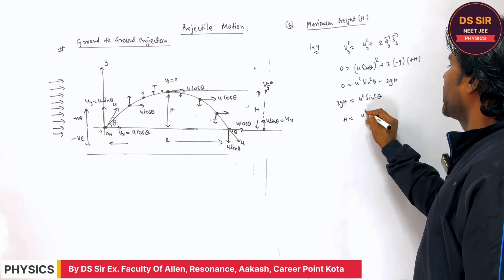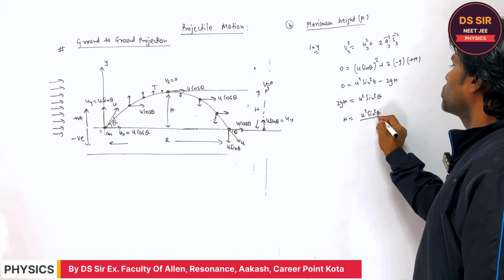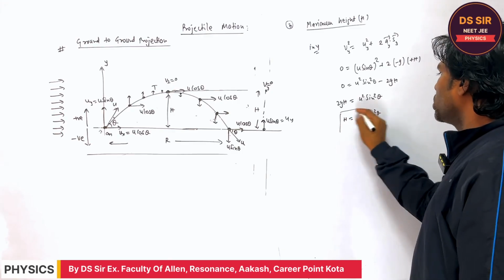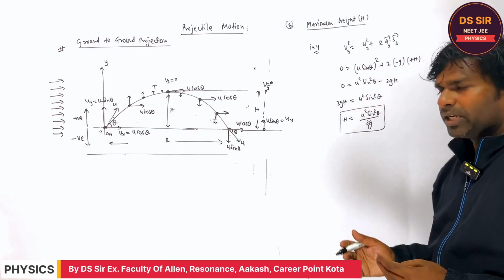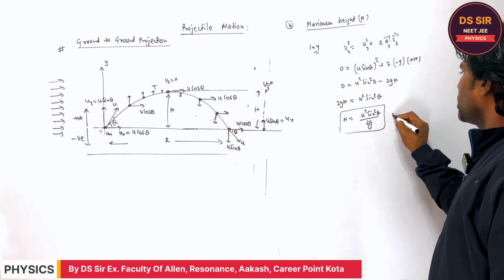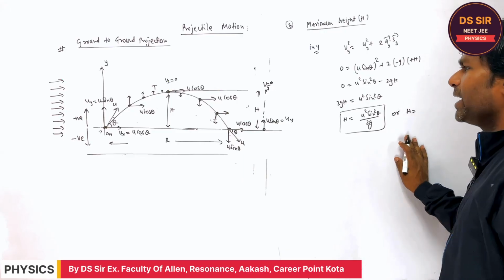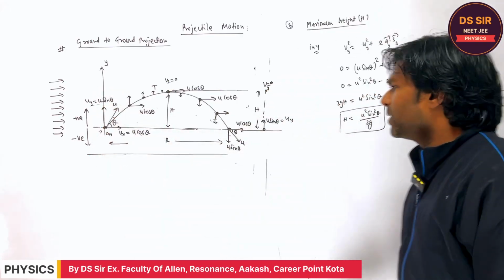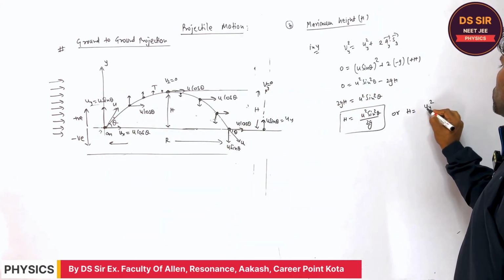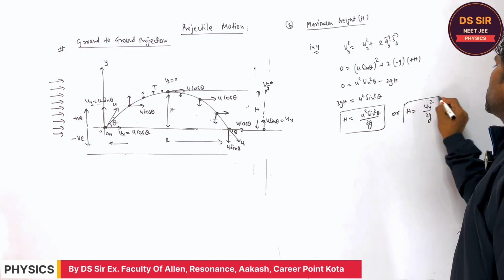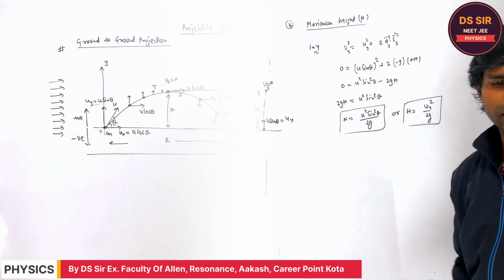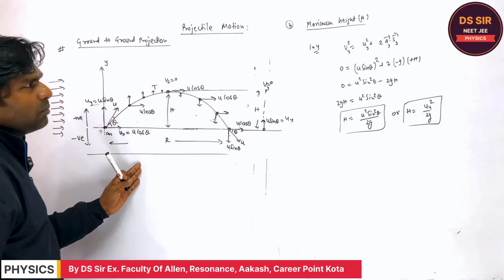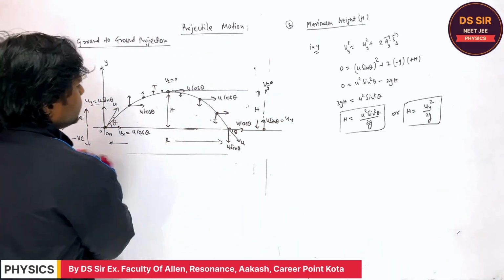So what is the maximum height? u square sine square theta upon 2g. So this is the formula of the maximum height in terms of u and the theta, although g is the constant. The other form to write the maximum height, because u sine theta may be written as the uy, so this is the uy square upon 2g. This is the other formula for the maximum height, right? Copy this. So we have seen the time of flight, the maximum height, the horizontal range, right?